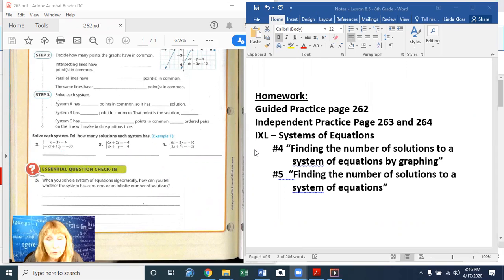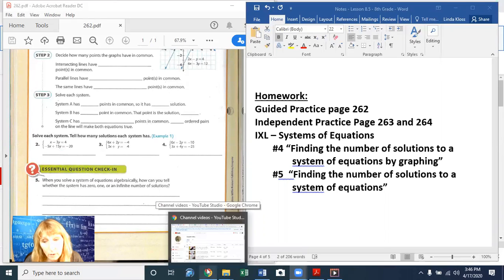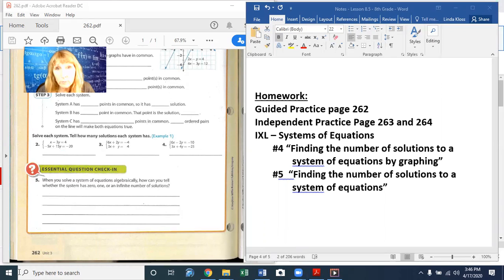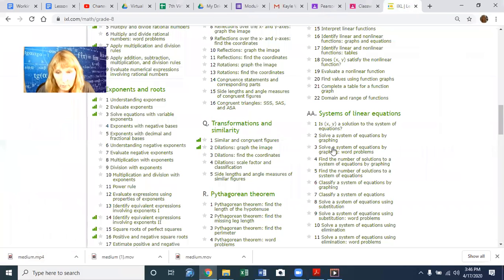And I also do want you to do IXL systems of equations, and I can actually show you that. I want you to do number 4 and number 5, finding the number of solutions to a system of equations by graphing, and also finding the number of solutions to a system of equations without graphing. So let's look at that. Let me pull that up for a minute. Okay, so here, systems of linear equations, number 4 right here, and number 5 right next to it. So I want you to do those two.